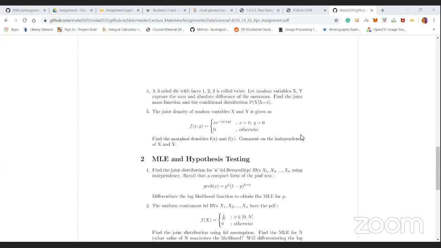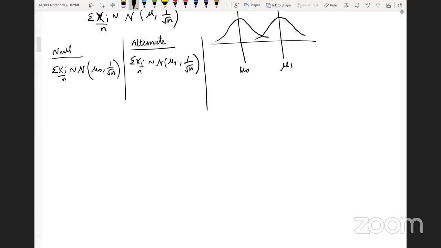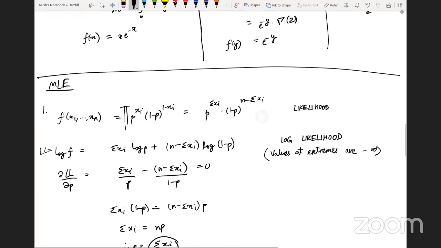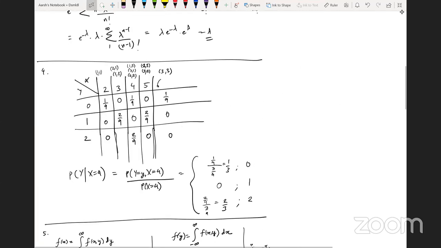So I think I'll share my screen so it will be better for you guys. I've written it down here. Can you guys see my screen? Yes. Okay, so right. So this is the fourth question, and wait a second. I'll just get a cursor.